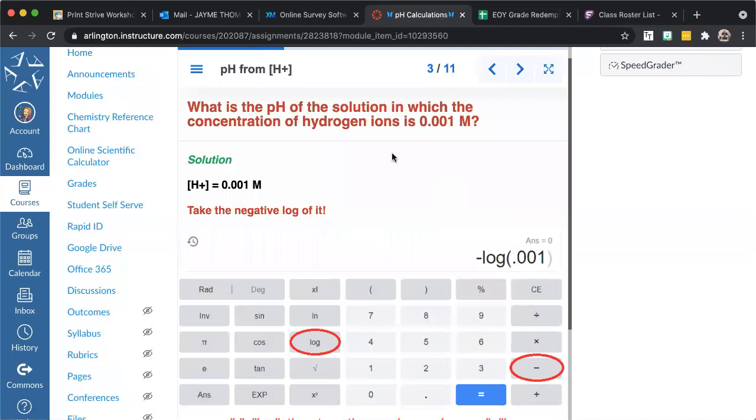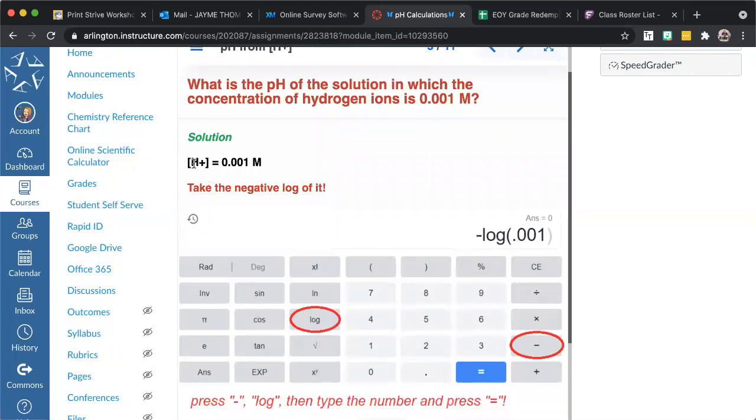So how do we do problems like this? This is what they're going to look like. They're going to ask you, what is the pH of a solution in which the concentration of hydrogen ions is, and they're going to give you a molarity. Okay, so this is molarity, like concentration from our previous unit with solutions. And so they have told us the hydrogen ion concentration is 0.001 molar.